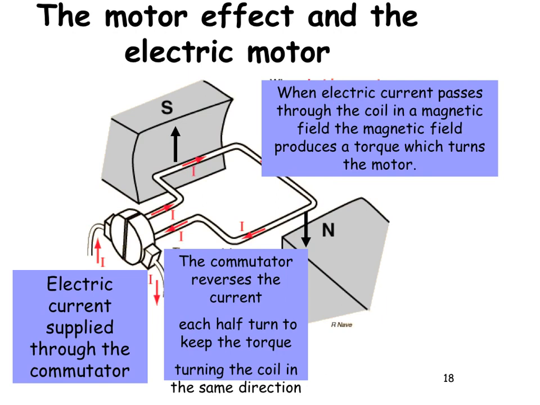It reverses the current. So in just a minute, this arm will be on this side, and the current will be going up instead of down. This arm will be on this side, and the current will be going up instead of down. So you're going to continually be exchanging the current, and also you can see it's got a split in it.